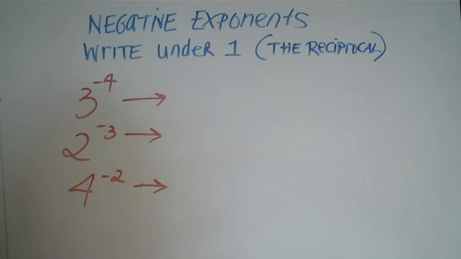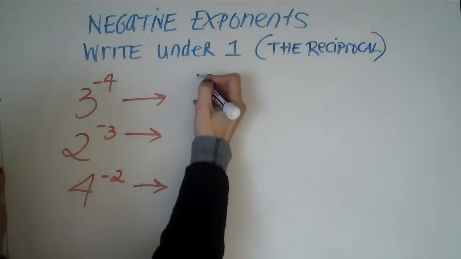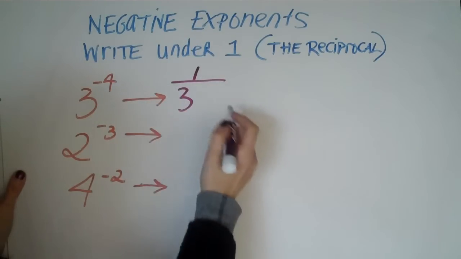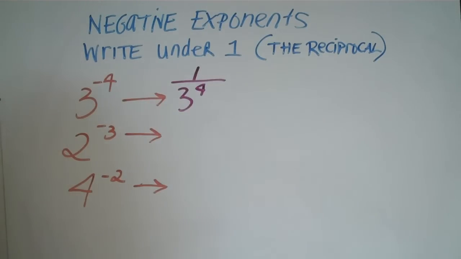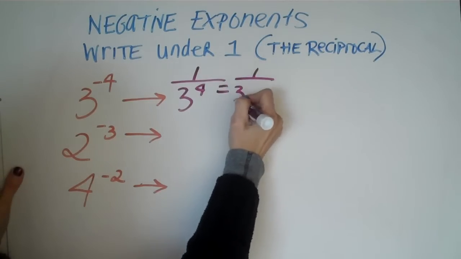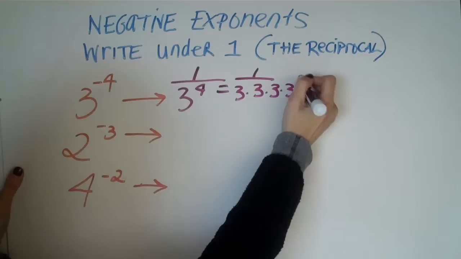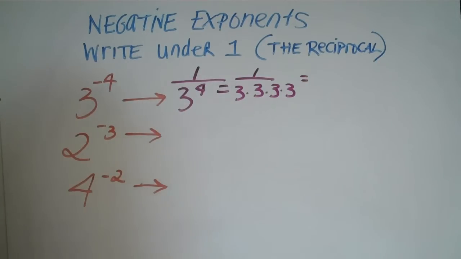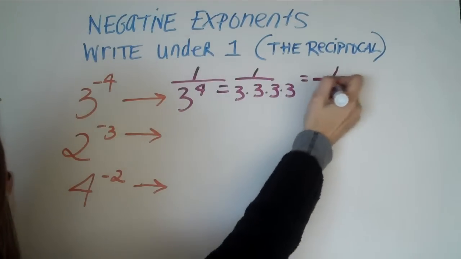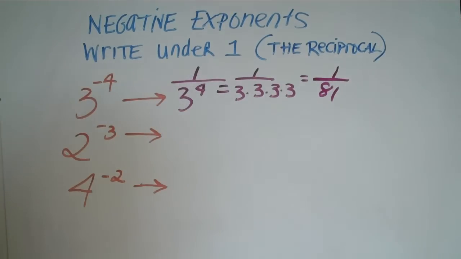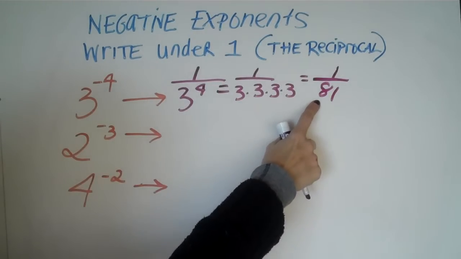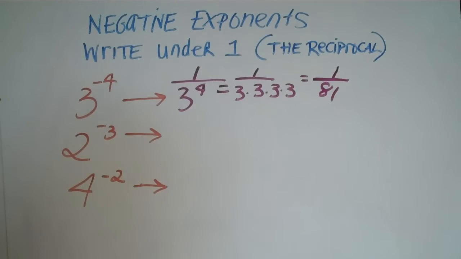So if we had 3 to the negative 4, the first thing you would do is write 1 over 3. Instead of to the negative 4th power, it would be to the positive 4th power. So 1 over 3 to the 4th power. And of course what that means is 1 over 3 times 3 times 3 times 3. If you multiply that out, you get 3 times 3 and 3 times 3, which is 9 times 9, which is 81, right? So you end up getting 1 over 81. And what you're saying is 3 to the negative 4th power is equivalent to 1 over 81.